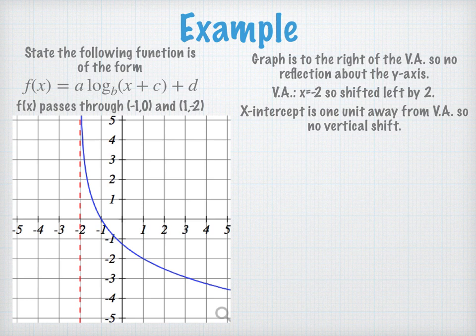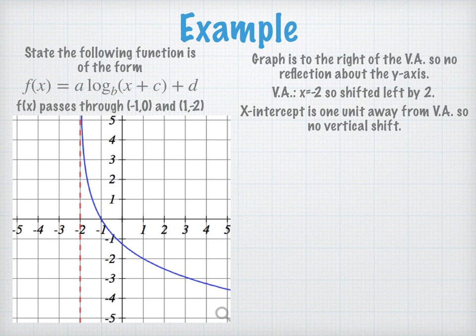Now, we're going to look at our x-intercept. Our x-intercept should always be 1 unit away from our vertical asymptote. Normally, our vertical asymptote is x equals 0, and our x-intercept would be at 1. So they're 1 unit apart. So we're going to make sure that our x-intercept stays 1 unit away from our vertical asymptote. As long as it's just 1 unit away, then there's been no vertical shift. So here our x-intercept being at (-1, 0), it is just 1 unit away from our vertical asymptote, so we know that there's been no vertical shift.